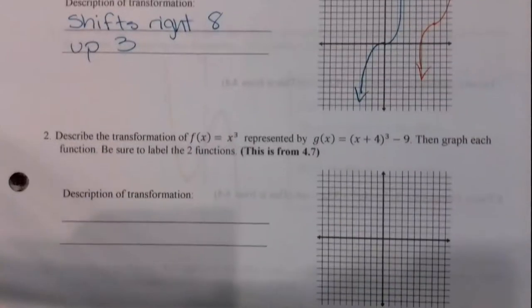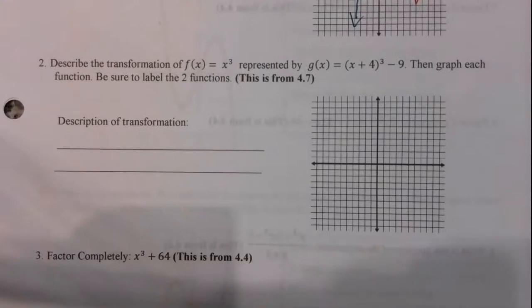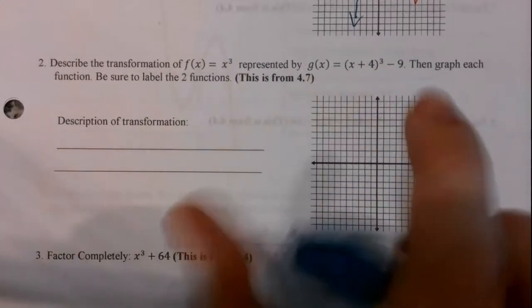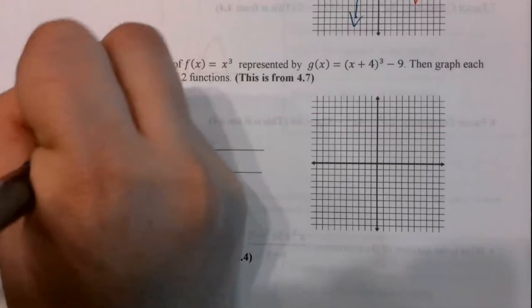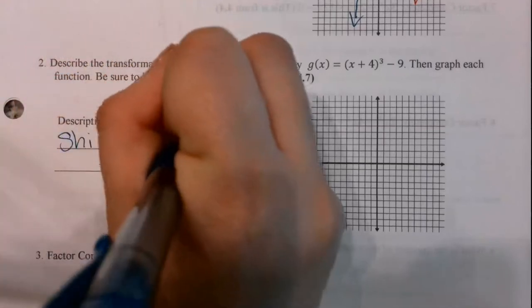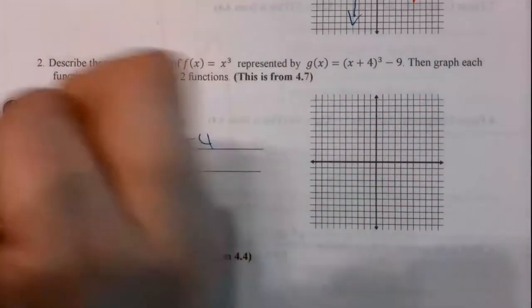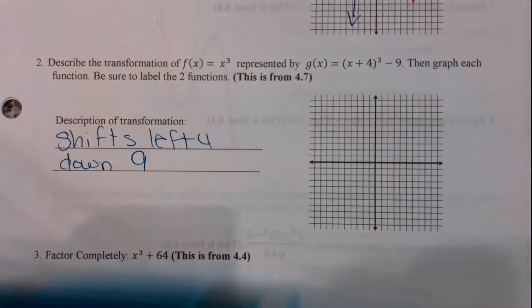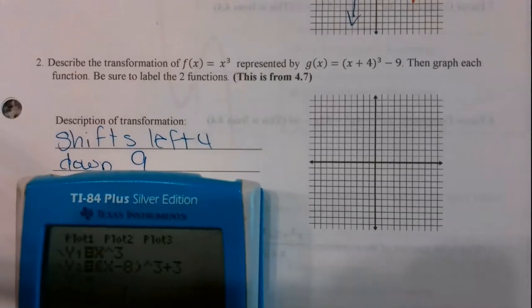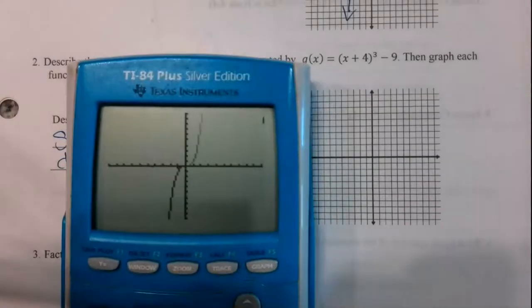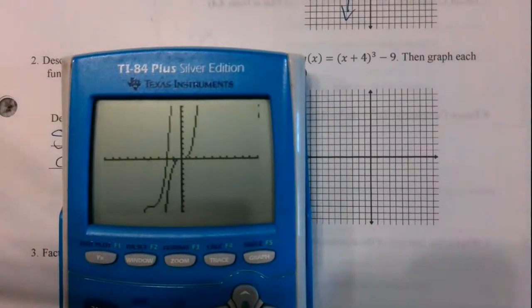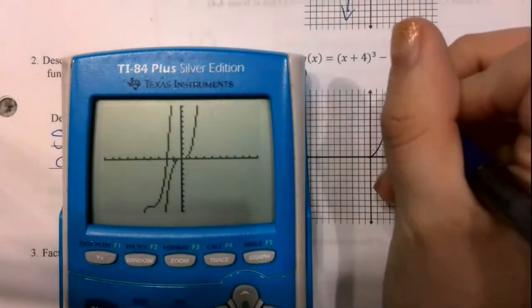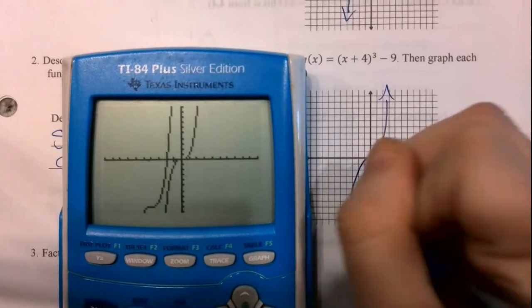Okay, I want to do the same thing on number 2. This time it's got a plus 4 and a minus 9. So this is going to shift 4 to the left. And the 9 goes down. I can graph this on my calculator. So only the second one will change. So f of x stays where it is.